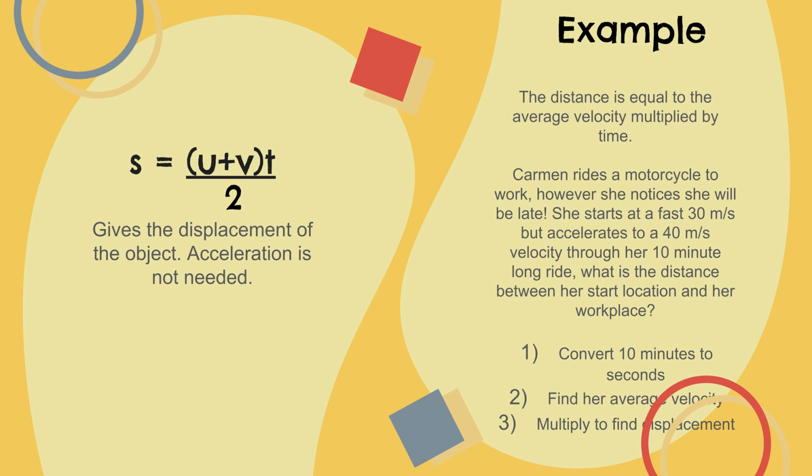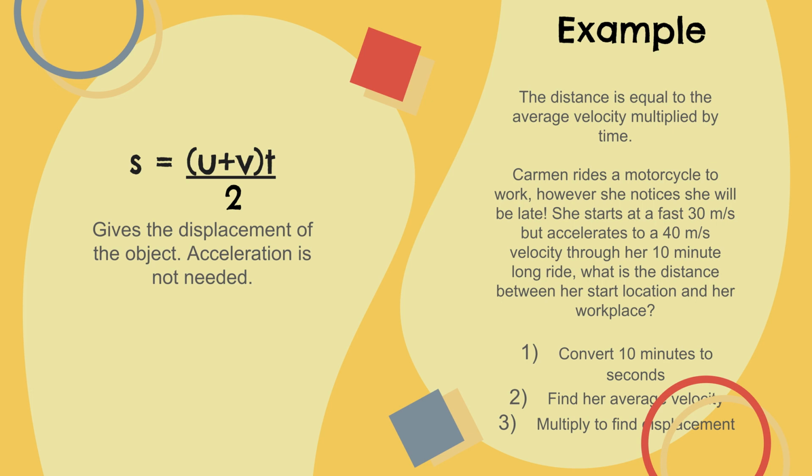So Carmen rides a motorcycle to work. However, she notices that she's going to be late. She starts at a fast 30 meters per second velocity, but accelerates to a 40 meters per second velocity through her 10-minute long ride. So what's the distance between her start location and her workplace?